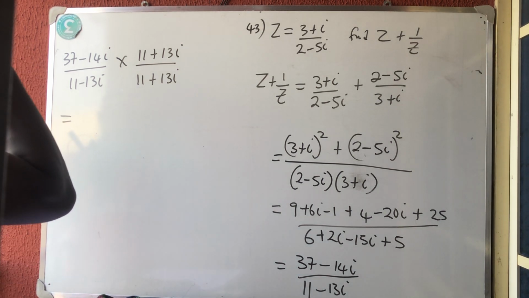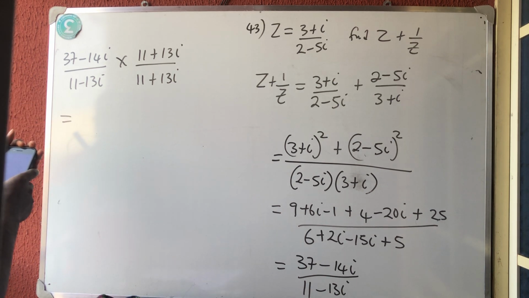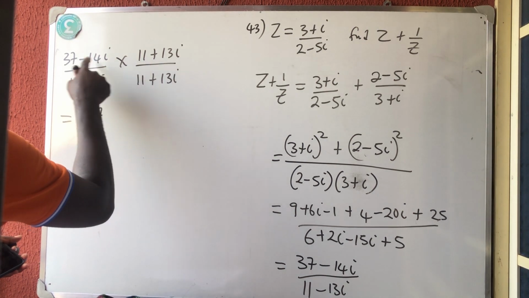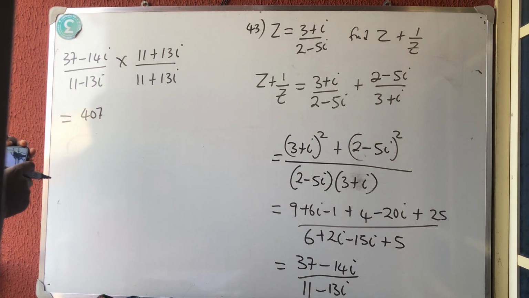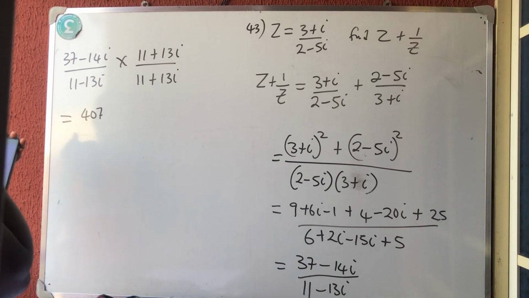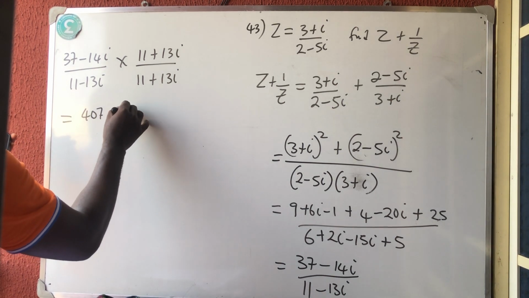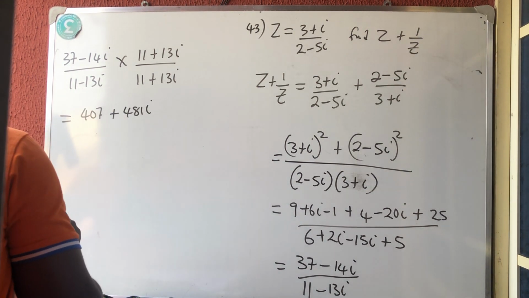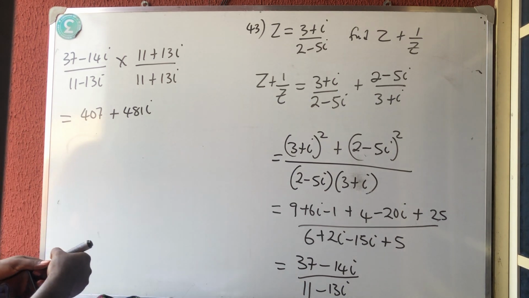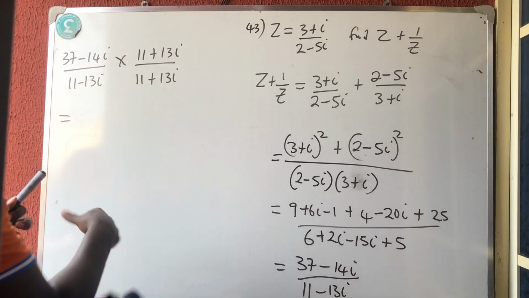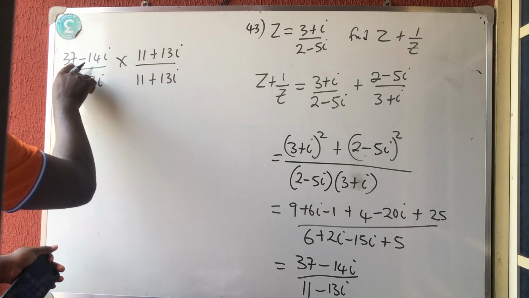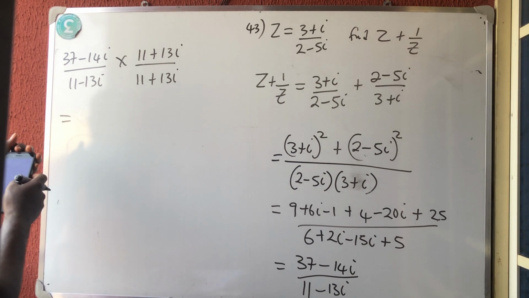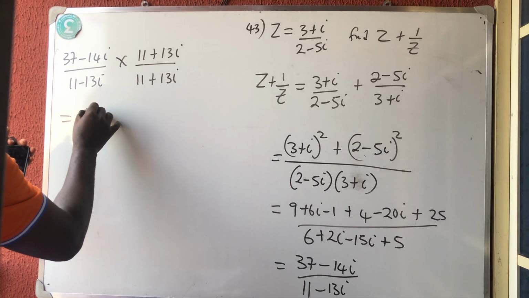So I'm having 37 times 11, so 407. That is this times this. 37 times 13, I'm having plus 481i. In fact, since they say the real part, I don't need to do everything. The real part, I know that what will give me the real part is this one times this one, and this one times this one. So this times this first. 37 times 11 is giving me 407.